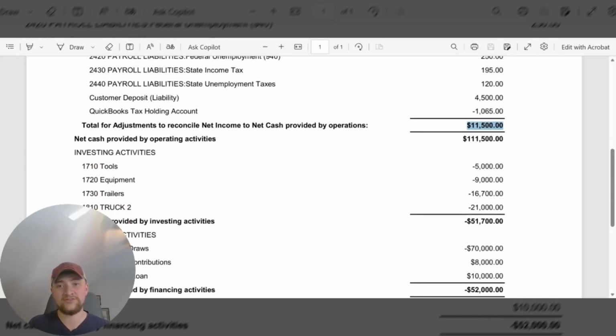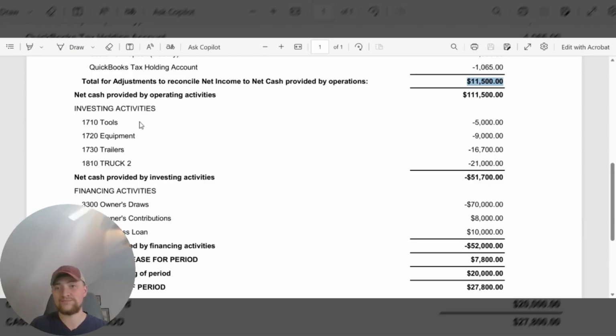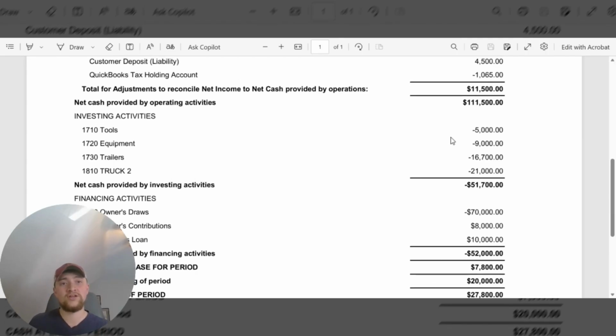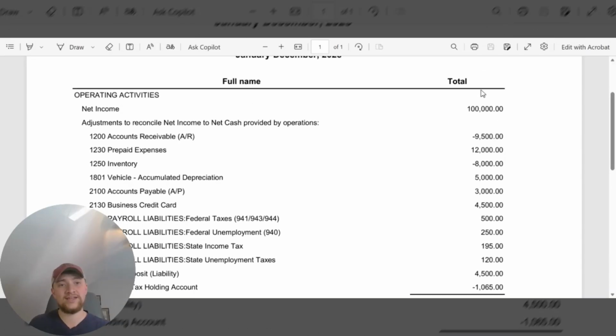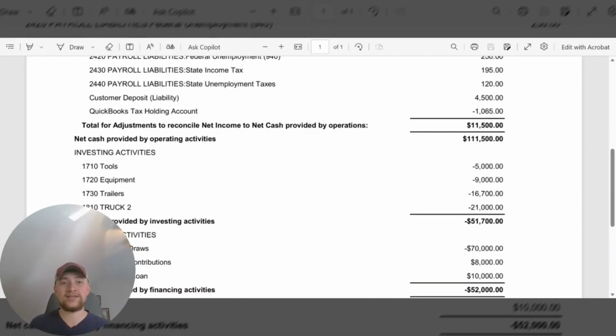Then we've got investing activities, things like tools, equipment, trailers, trucks. So this person, Joe Contractor, bought a truck, he bought a trailer, he bought a lot of equipment, he bought some tools. None of these show up on the profit and loss if it's being done correctly. So they're not affecting the net income, but he's still spending the cash on it.